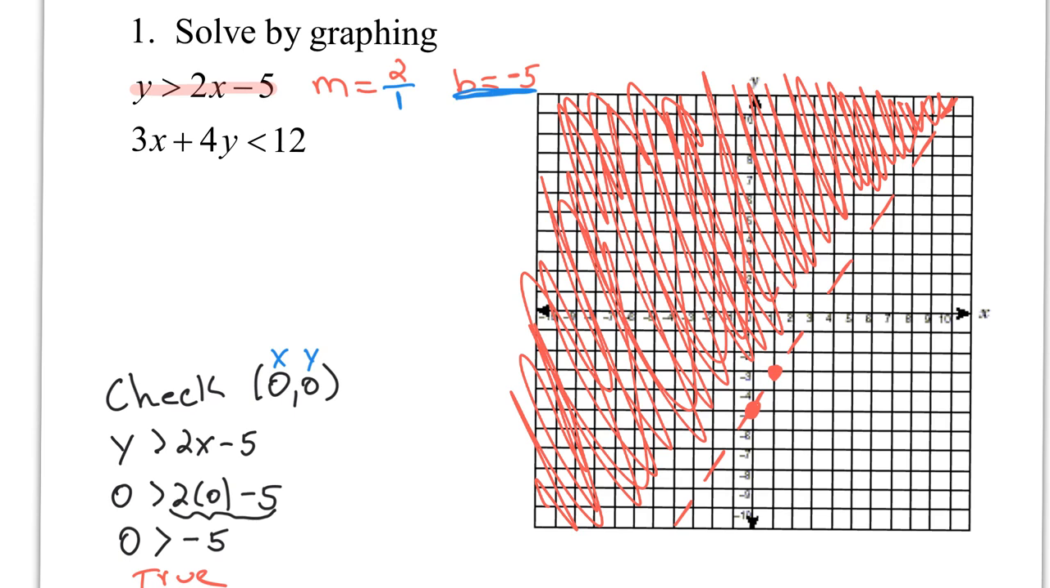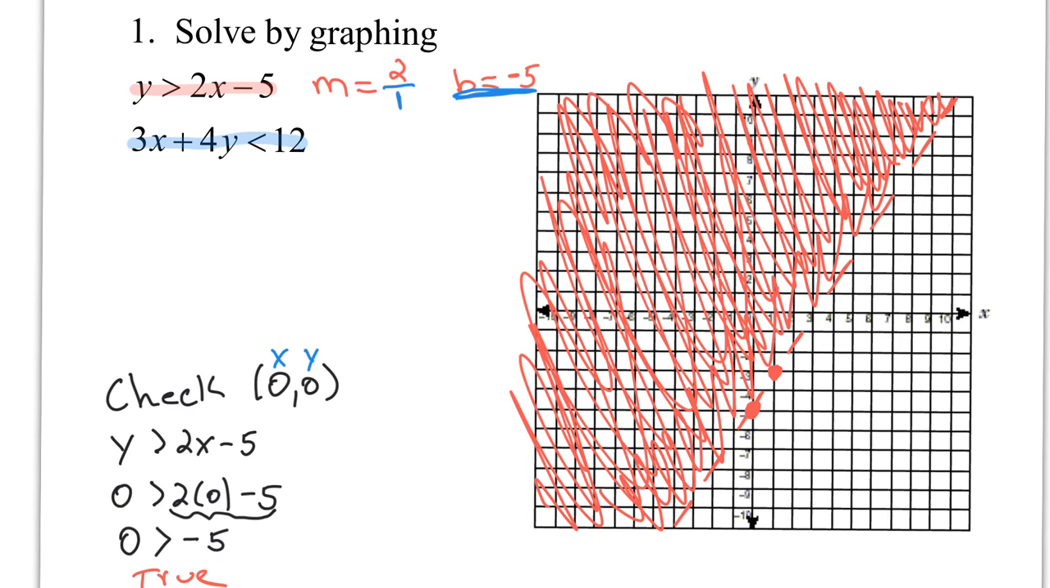And I'm going to use a different color because we do need to compare. We need to differentiate the two parts where they are shaded. So I'm going to use blue for the second one. The second line, which is blue, is in standard form. So one way you can find the slope and the y-intercept is to get the y by itself. So you take minus 3x, subtract 3x to the other side, and then you divide everything by 4.